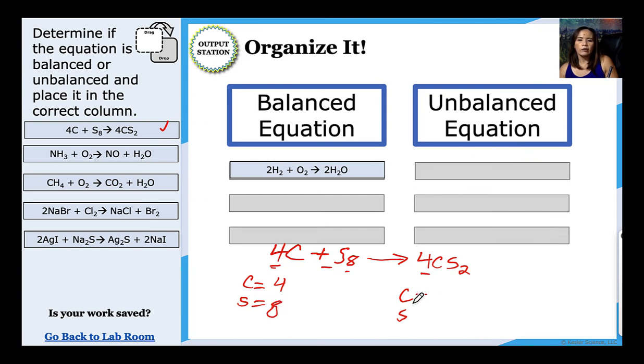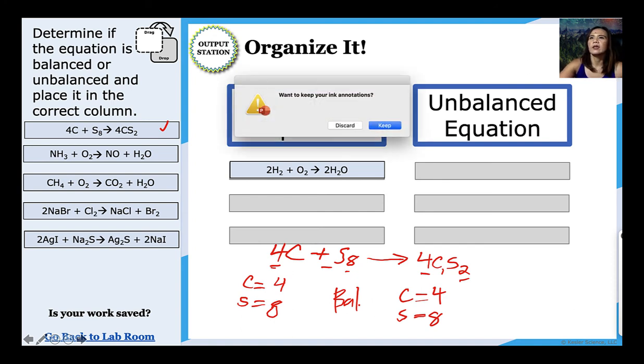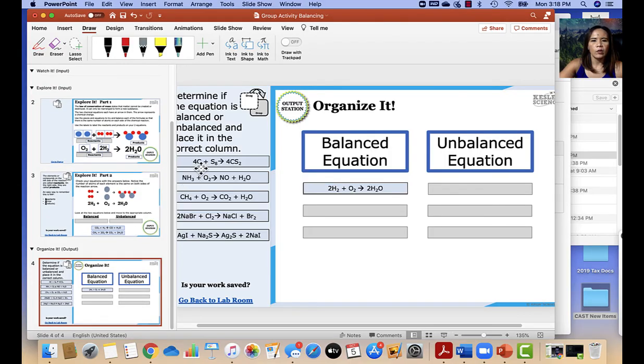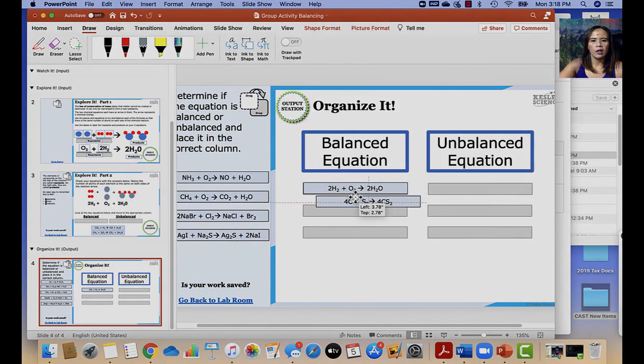Now, sa kanan, after the reaction, meron tayong 4 carbon. So, 4 times 1 carbon is 4. And then, 4 times 2, meron tayong dalawang sulfur. 4 times 2 is 8. So, ibig sabihin, it is balanced. That is an example on how you can balance your equation. So, kung i-rearrange natin ang ating slide, we put this one right here under balanced equation.